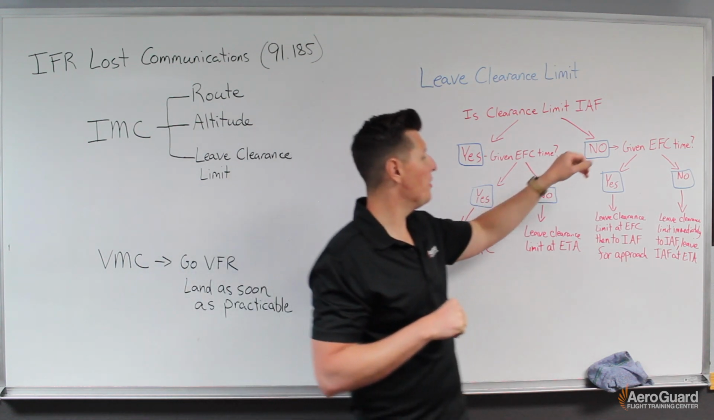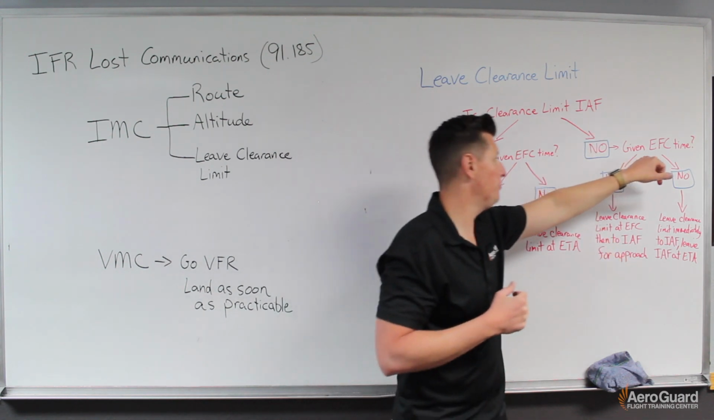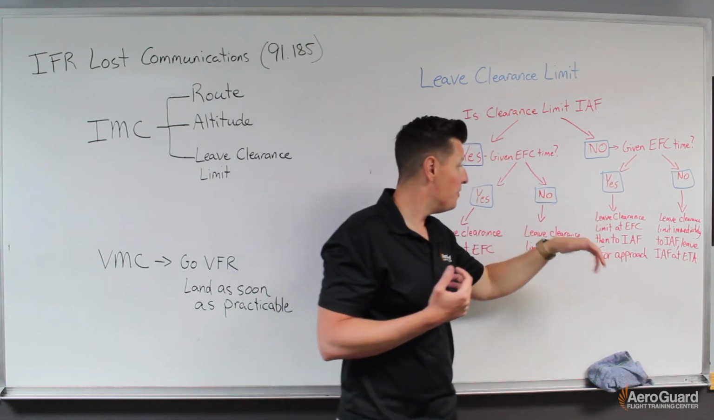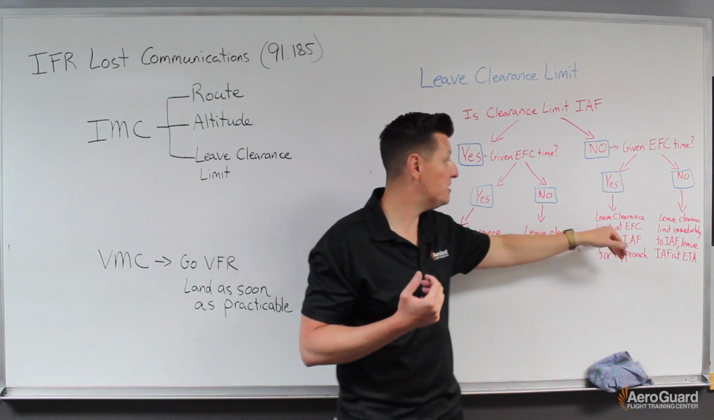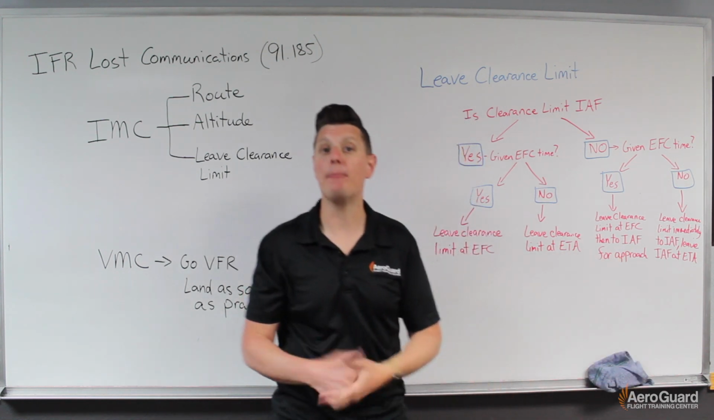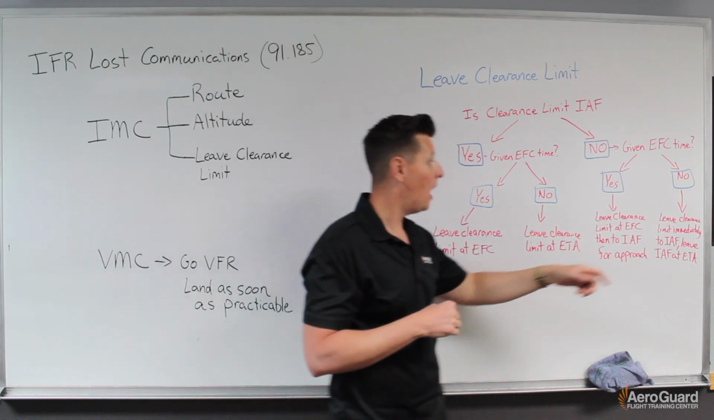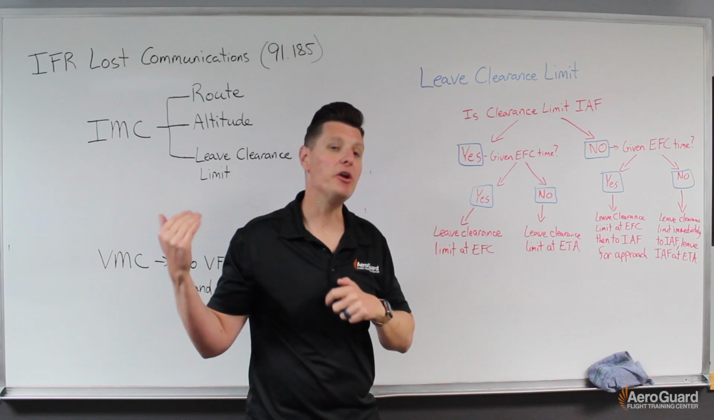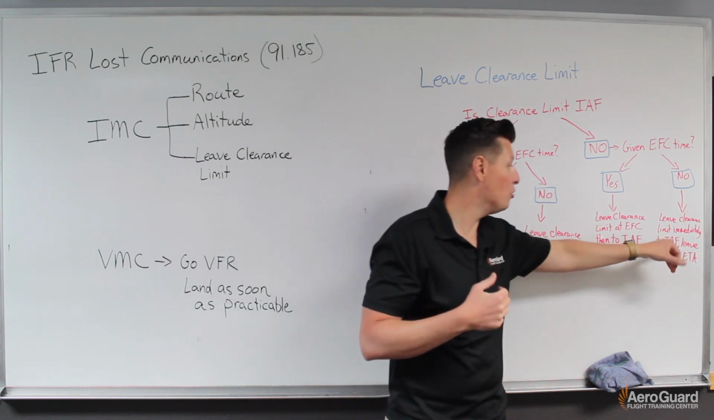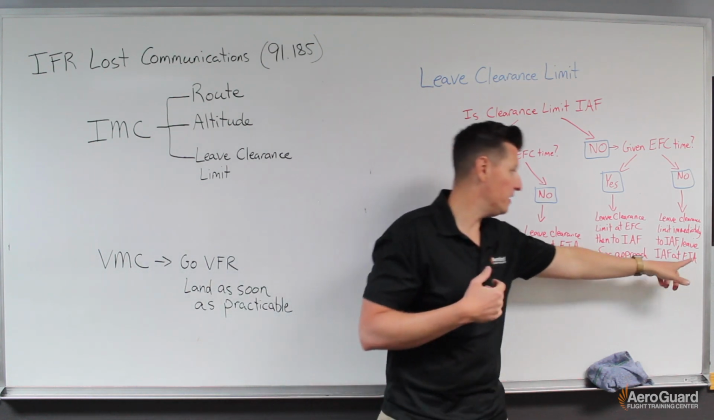So on the other side, if our clearance limit was not an initial approach fix, then we still ask ourselves, did we receive an expect further clearance time? If we did, then we would wait at that clearance limit until the EFC, then proceed to an initial approach fix to shoot that particular approach. If we did not receive an expect further clearance time, then as soon as we get to that clearance limit, we'd immediately leave and go to an initial approach fix, then we'd leave that initial approach fix at the ETA.